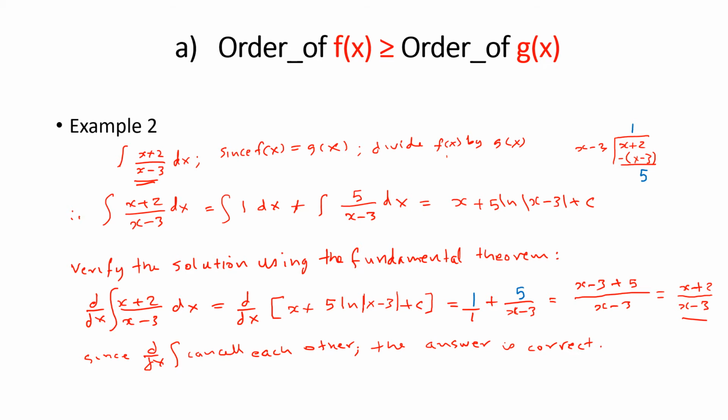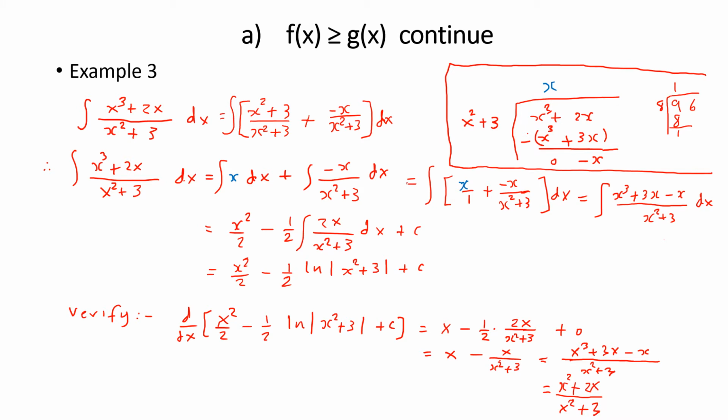Let's go ahead and take another example. In example 2, we went through a situation where the degree of the numerator is the same as the degree of the denominator. In this example, we're going to have the degree of the numerator, which is 3, greater than the degree of the denominator, which is 2. The same situation applies. So if the degree of f(x) is greater than or equal to the degree of g(x), then we have to divide the top, which is the numerator, by the denominator.